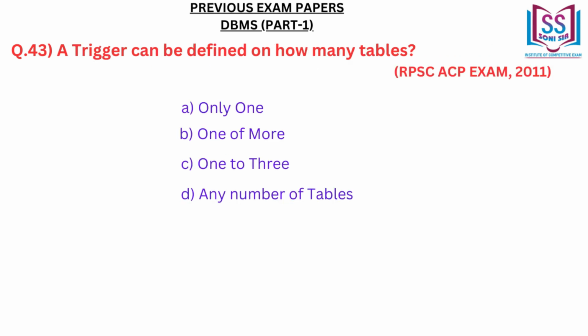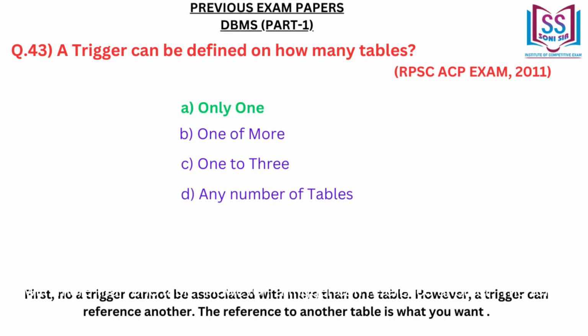A trigger can be defined on how many tables? A. Only one. B. One or more. C. 1 to 3. D. Any number of tables. Correct answer A. Only one. A trigger cannot be associated with more than one table. However, a trigger can reference another. The reference to another table is what you want.